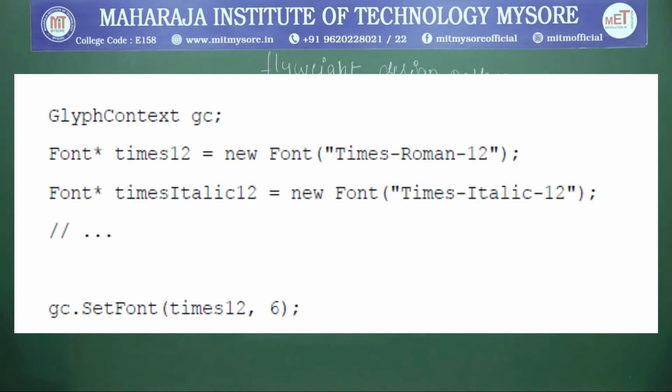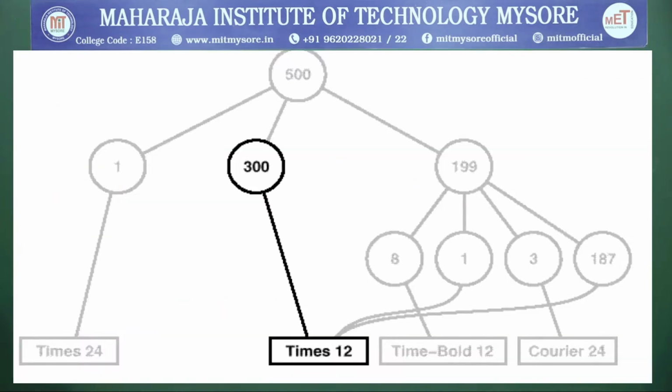GC SetFont is the operation where we set the font. Within the brackets you have times12 comma 6. So we are going to update this one with the new B-tree structure with changes. The changes will appear like this. You can look at this diagram and compare it with the previous diagram. The only changes that have been updated will be highlighted like this.